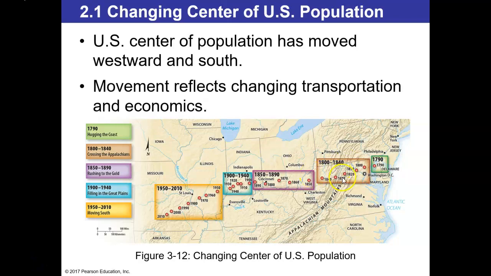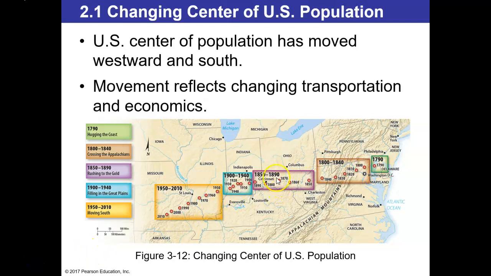Now let's look at 1800 to 1840. Transportation improvements, especially the building of canals, helped to open the interior. People were encouraged by the opportunity to obtain a large amount of land at a low price. They cut down trees and used the wood to build homes, barns, and fences. This time frame is characterized by people willing to cross the Appalachians.